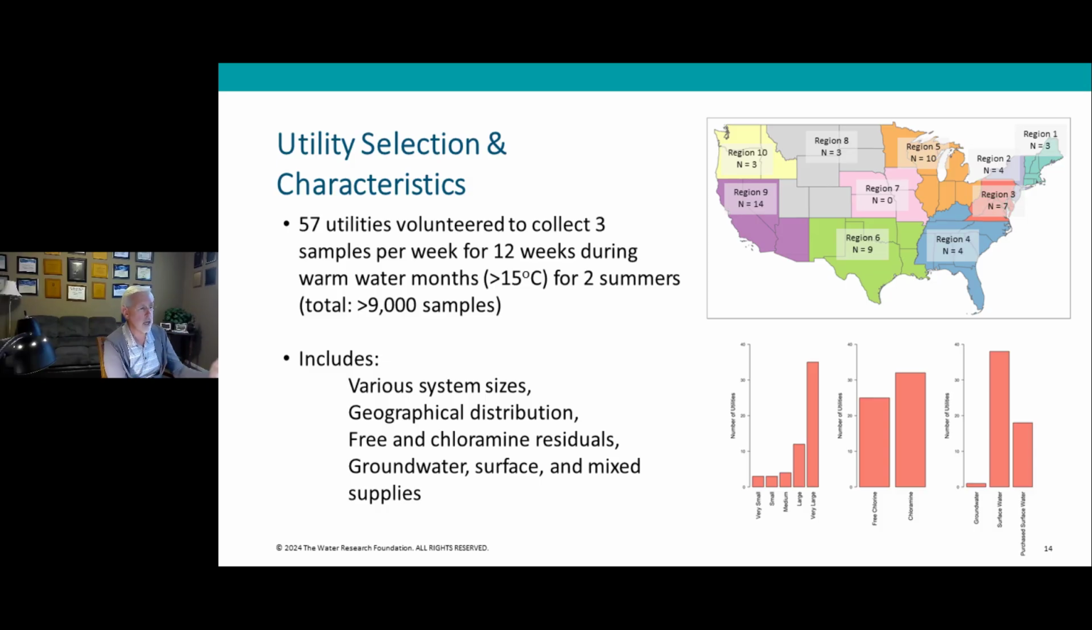The map shows that we had representation north, south, east, and west across the country, and included utilities of various sizes, mostly large and very large, because they more often participate in research. But to their credit, we had some medium and small utilities. We had about a 40-60 split between free chlorinated and chloraminated systems.